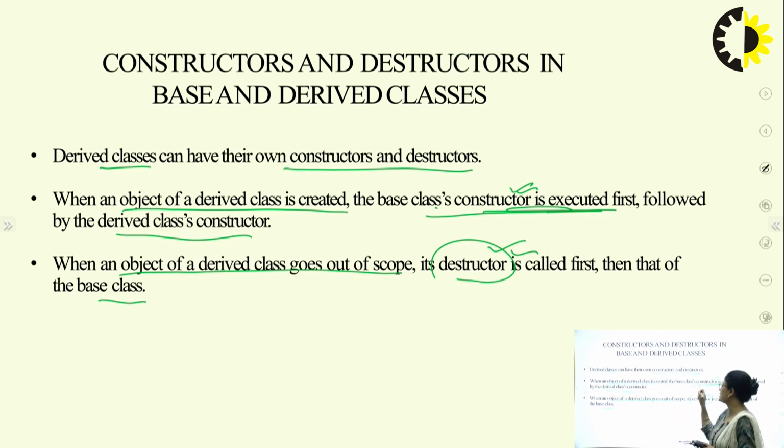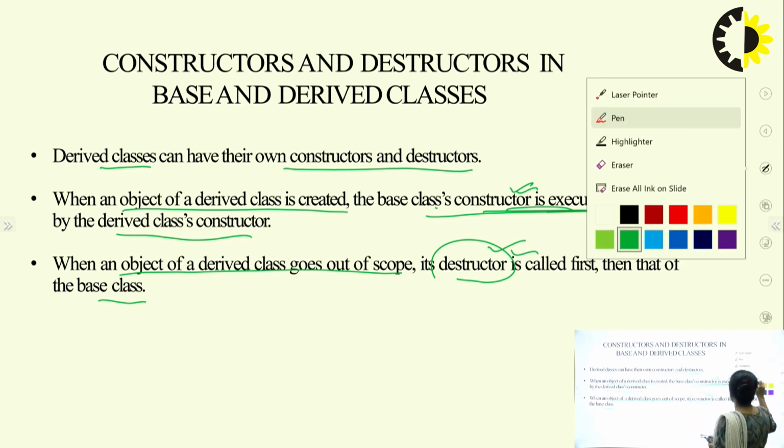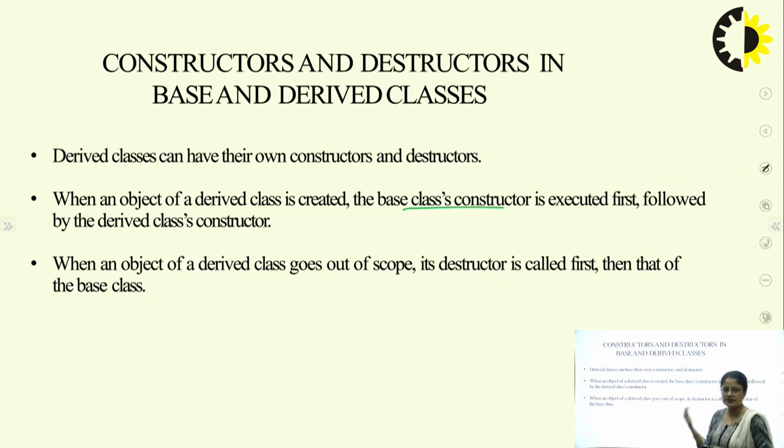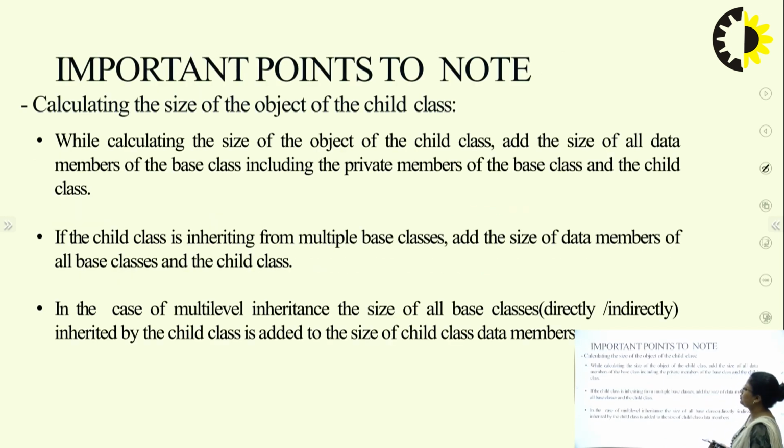In case of constructor, the base class constructor is first executed, followed by the derived class constructor. And in case of destructor, it's just the reverse. The destructor of the derived class is first executed, followed by the destructor of the base class. These are some important points that we need to remember when you are talking about this particular topic of inheritance.